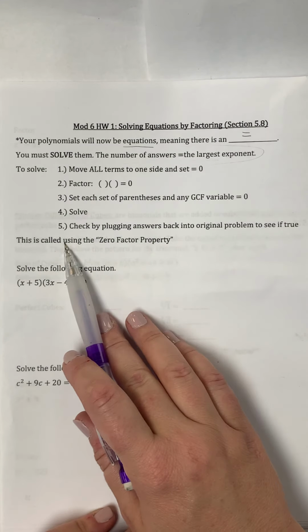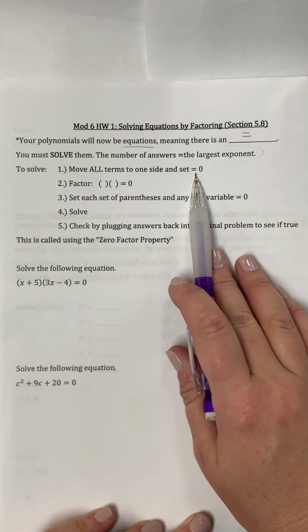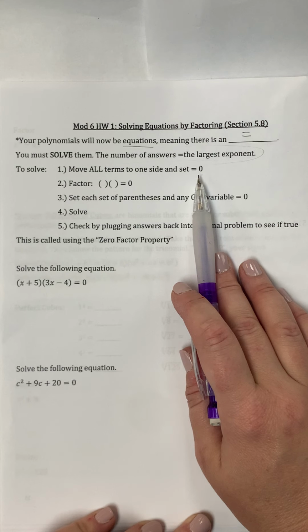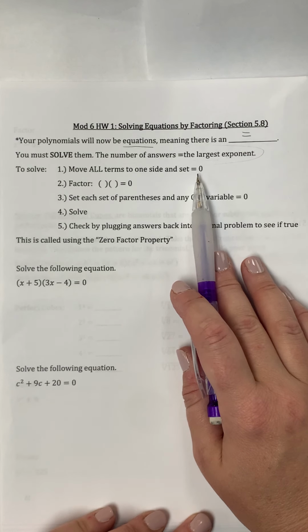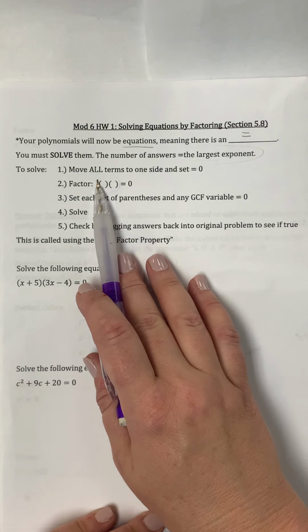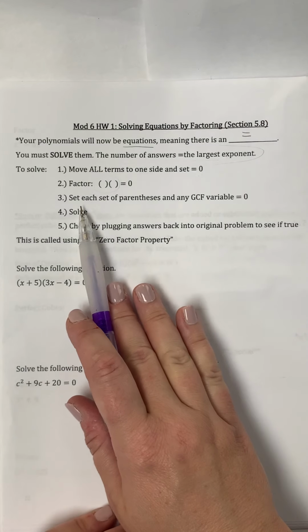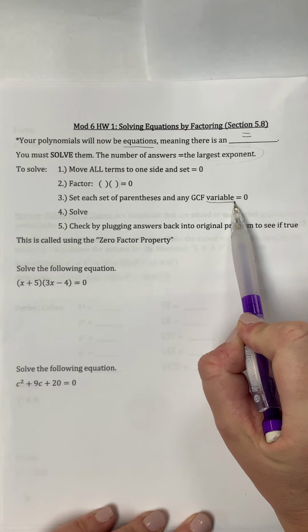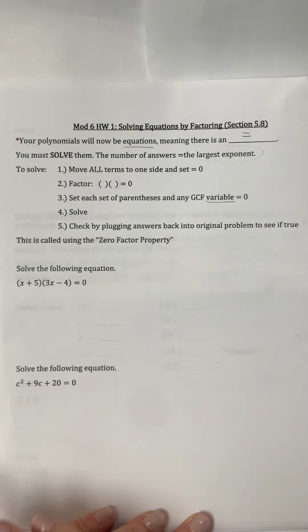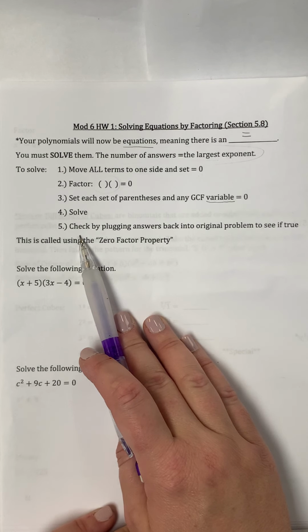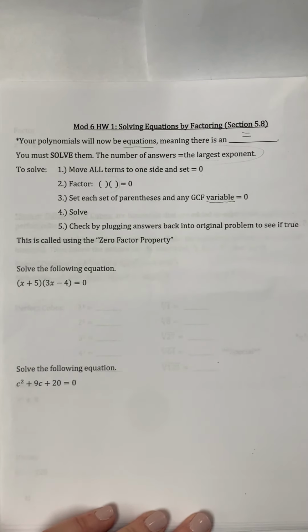So here are the steps. We're going to move all the terms to one side. It has to equal 0 before you start solving. That's important. It also has to equal 0 before you start factoring. Once it equals 0, you want to completely factor the other side. Set each of these parentheses and any GCF letters only, equal to 0, and solve. And then, of course, it would be fantastic if you would check every one of those answers by plugging them back into the original and making sure they're true. So we'll do that a couple times as well.